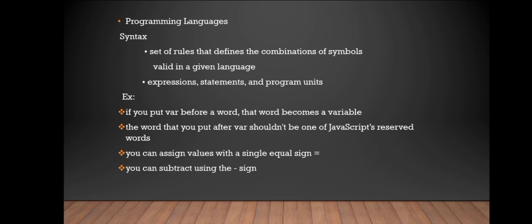Programming languages. In programming languages, syntax is a set of rules that defines the combination of symbols valid in a given language: expressions, statements, and program units. For example, if you put var before a word, that word becomes a variable. The word that you put after var shouldn't be one of JavaScript's reserved words. You can assign values with a single equal sign. You can also subtract using the minus sign.